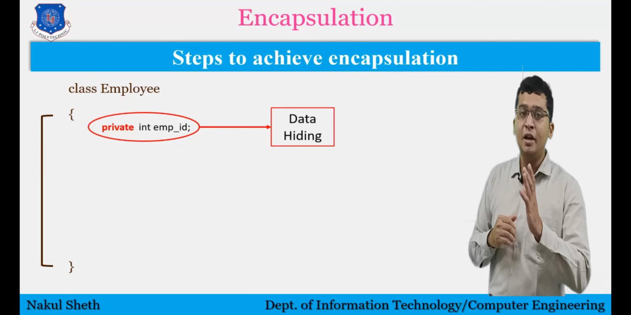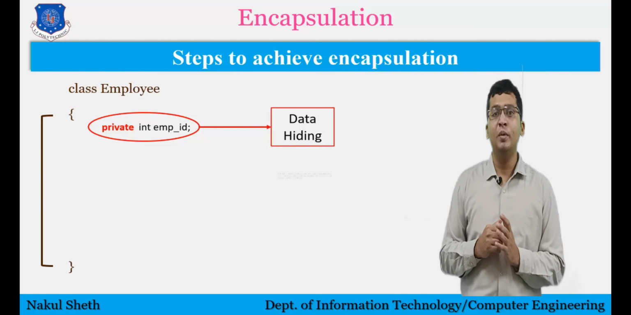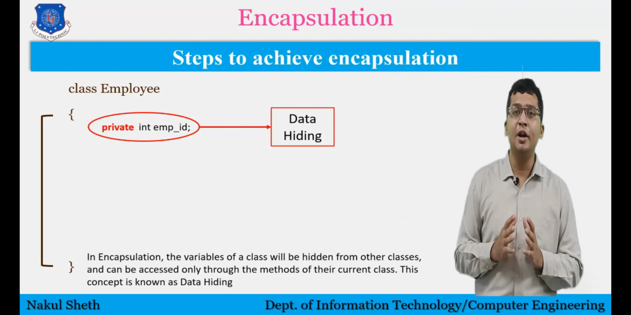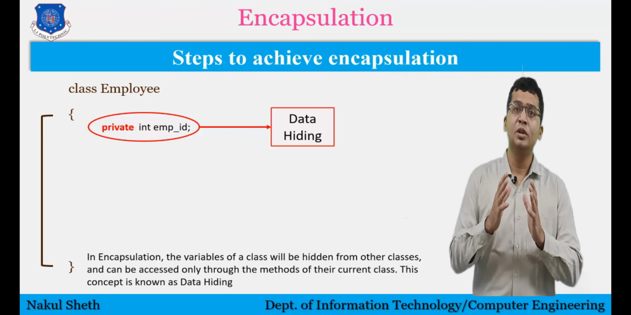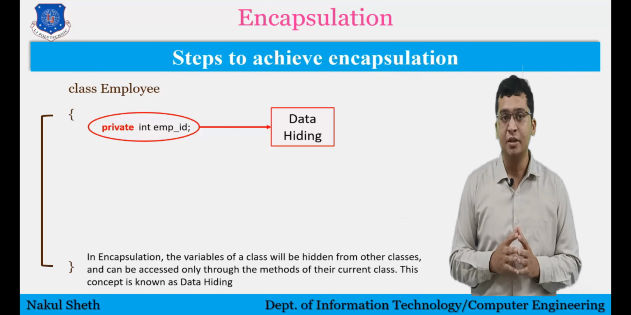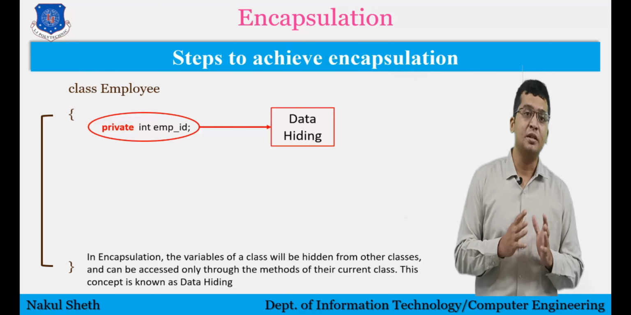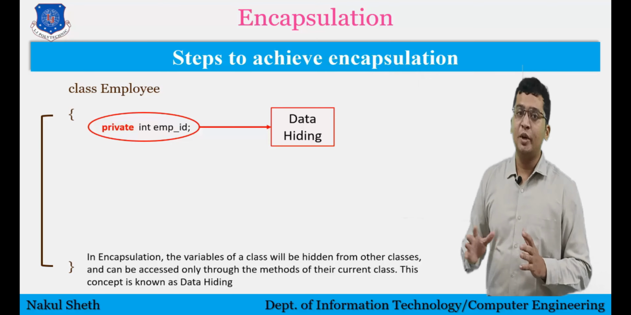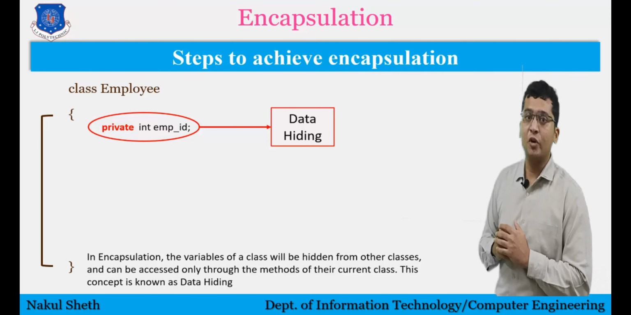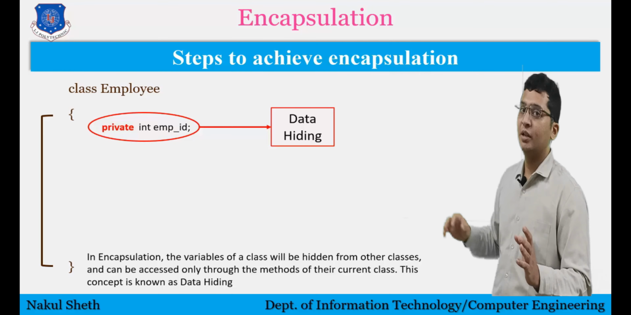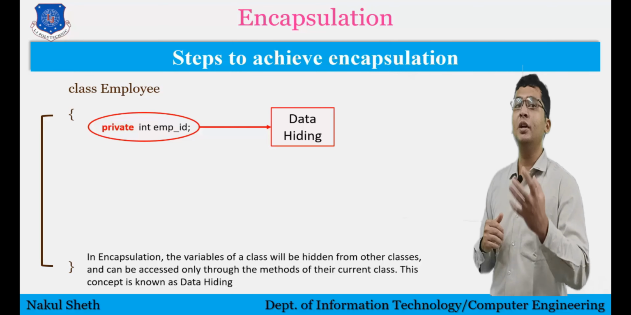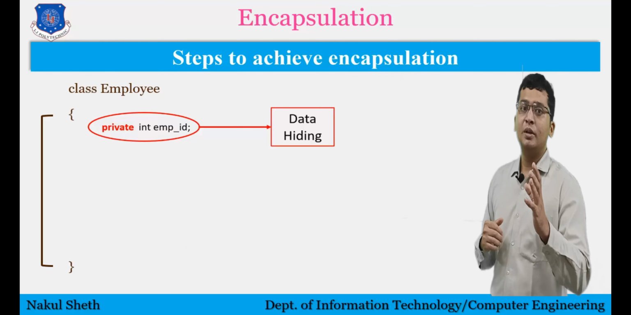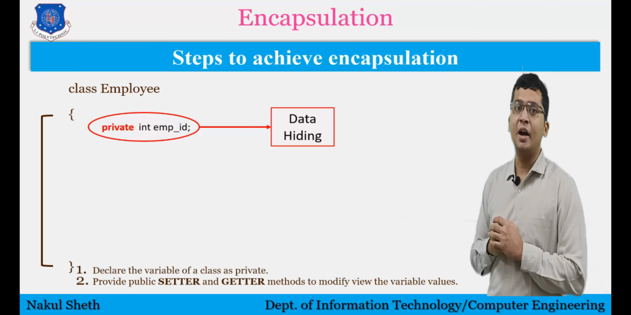We can say in encapsulation, the variables of a class will be hidden from other classes and can be accessed only through the methods of its current class. So this concept is known as data hiding. This variable is hidden from other classes, or we can say this variable cannot be accessed by other classes. So this concept is known as data hiding.